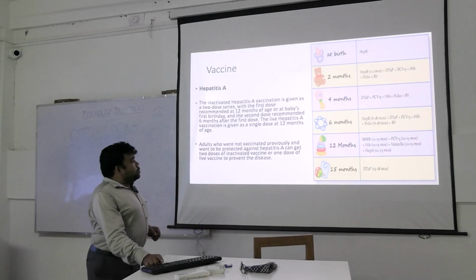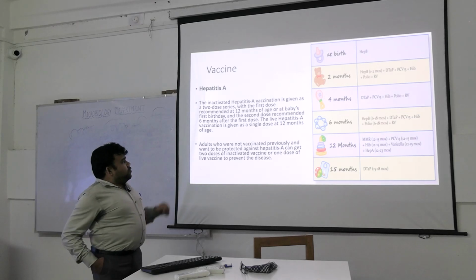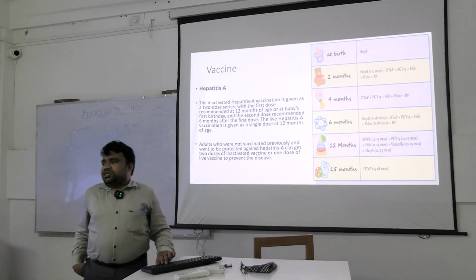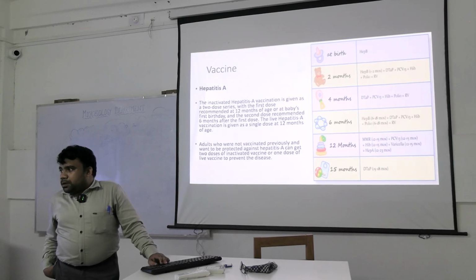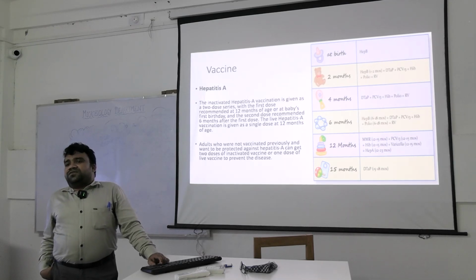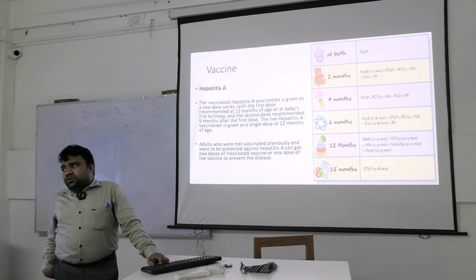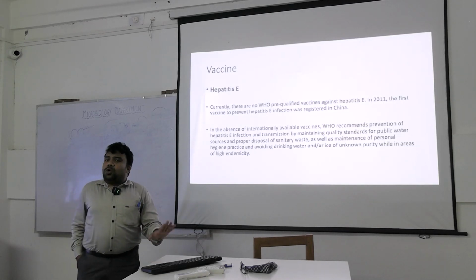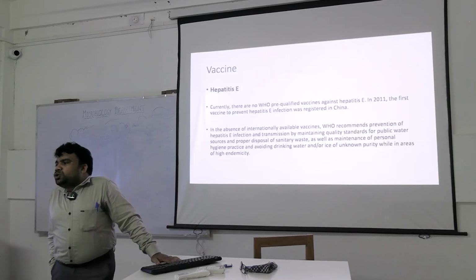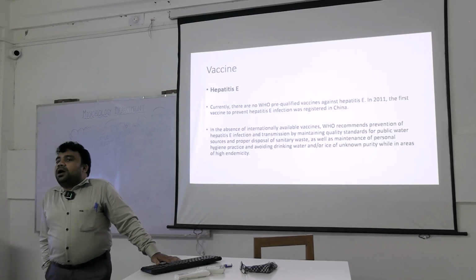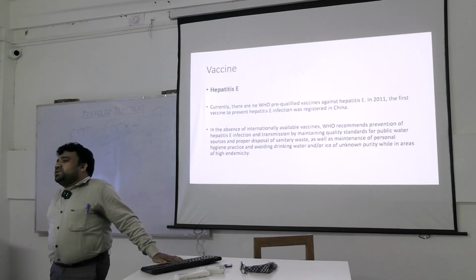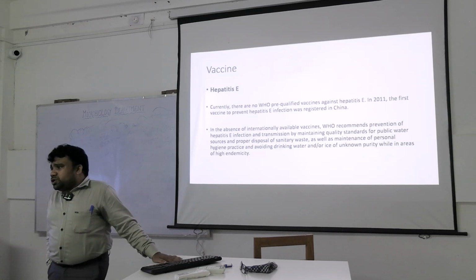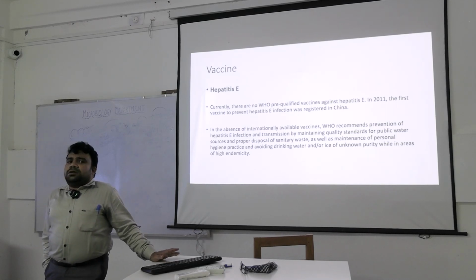This vaccine can also be given for adults who have not been previously vaccinated but have a significant chance of getting infected. But now the government of India has stated that all children should be vaccinated. For hepatitis E, there is no established vaccine according to the World Health Organization. There are some reports of vaccines being made in China, but unless an international body like WHO recommends it, we will consider that till now there is no vaccine.